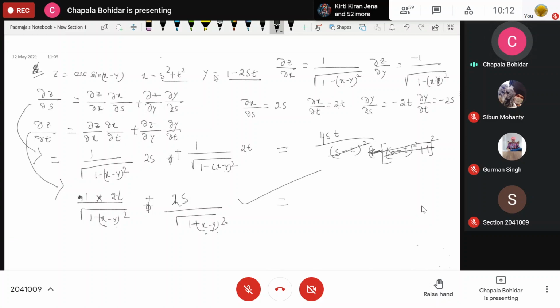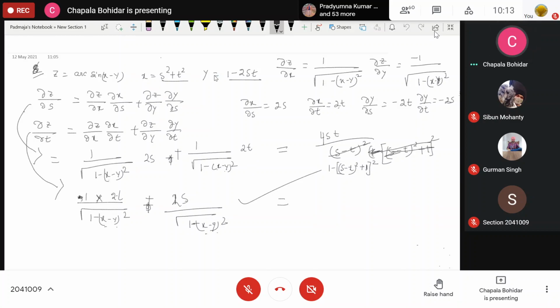4st divided by. Tell me. 1 minus that one. The 1 minus. Ma'am, that one, the s minus t whole square plus 1 whole square. It is inside this bracket. Yes, ma'am. Like this. Yes, ma'am. That means now it is correct.